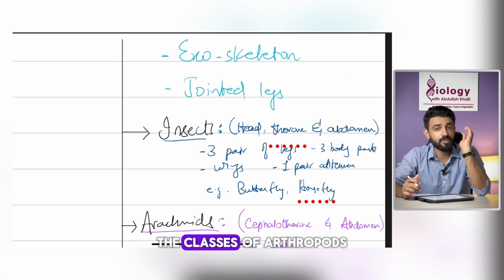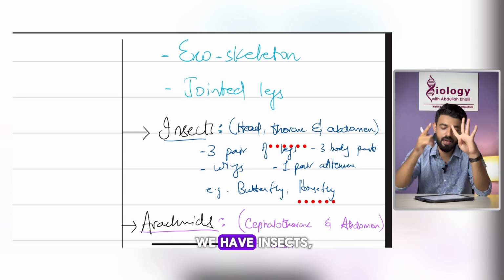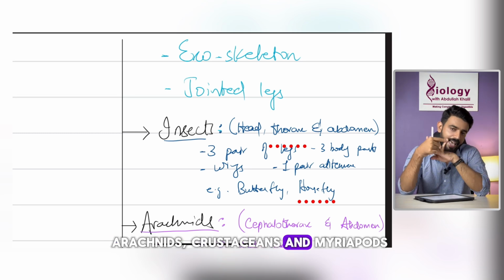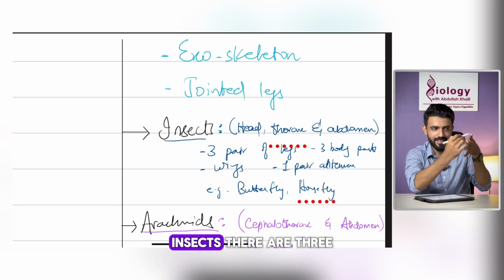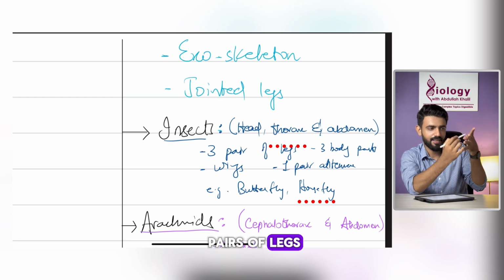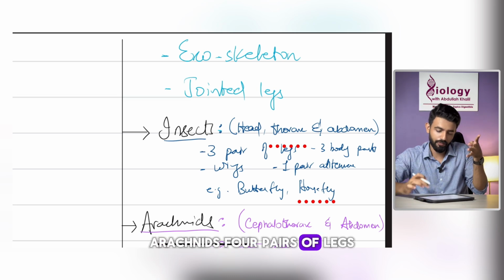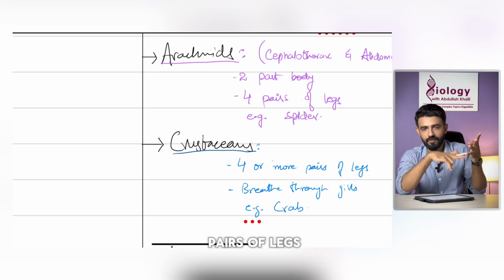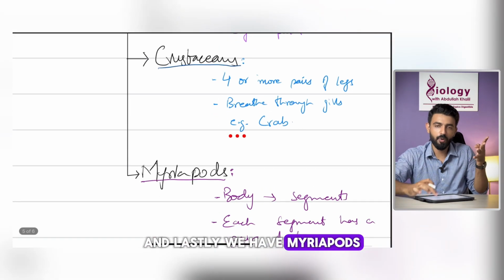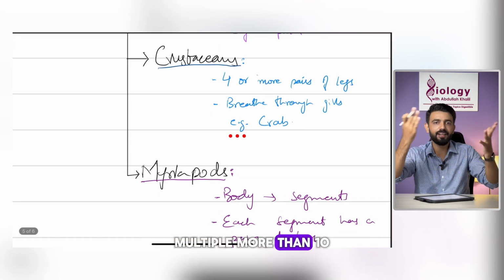Then we look at the classes of arthropods. There are 4 classes. We have insects, arachnids, crustaceans, and myriapods. If we learn it in this order, insects, they have 3 pairs of legs. Arachnids, 4 pairs of legs. Crustaceans, 4 or more pairs of legs. And lastly, we have myriapods, multiple, more than 10 pairs of legs.